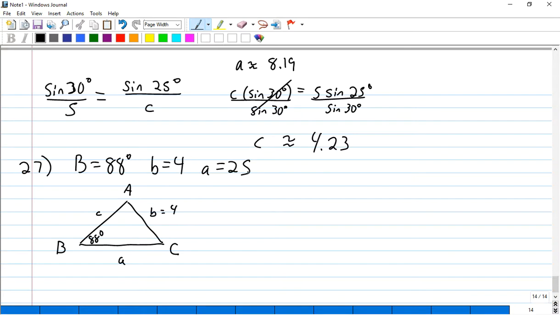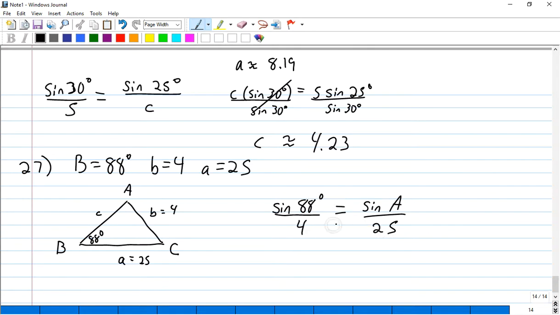This side is 4, and this side is 25. So let's try to solve for angle A, since I know side A, using law of sines, because I have a side and angle that match up. So the sine of 88 degrees over 4 equals, now let's solve for A since we know side A, the sine of A over 25.